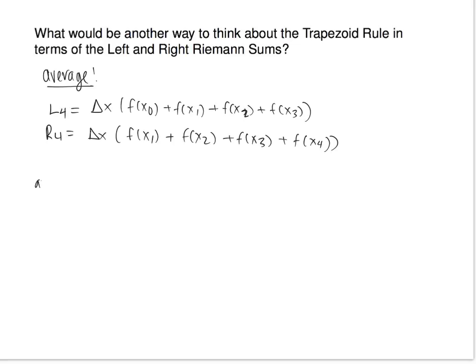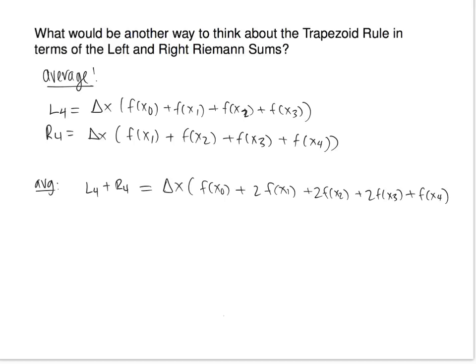When you average them, see what you get? You get that L4 plus R4 is equal to delta x times a singular f of x naught, 2 of all the middle guys, plus the last guy. And then what do you have to do to do the whole averaging business? You have to, that's where the over 2 comes from.